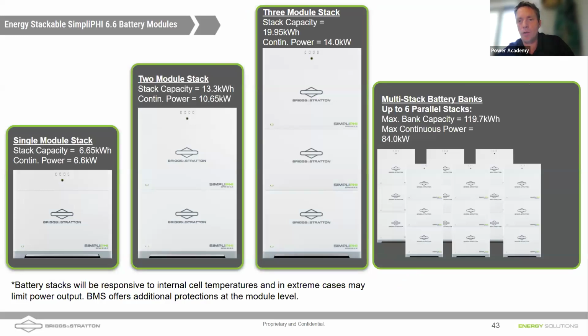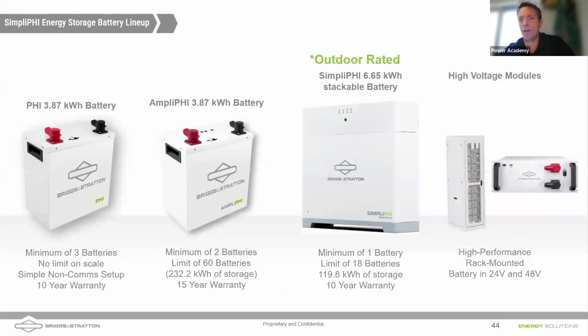We can do up to 120 kilowatt hours of storage. That's a large amount of energy to have for your home. And that can do up to 84 kilowatts of continuous power output. Most of our customers are doing 1, 2 stacks. We've seen some bigger systems with 4 stacks of batteries as well. Off-grid systems typically require a little bit more storage since they don't have that utility to rely on.